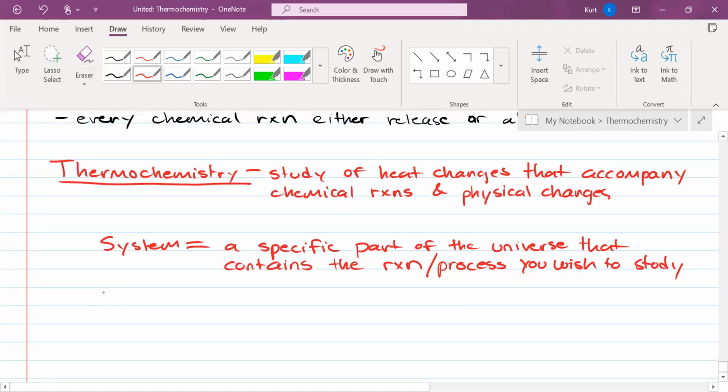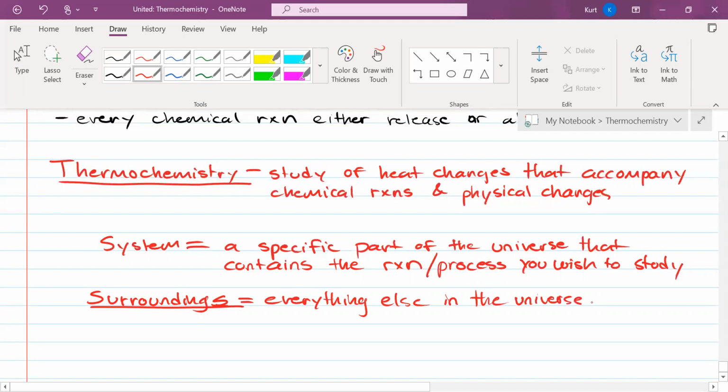The surroundings, we're getting a lot of vocab done on these three days so far. The surroundings is basically everything else in the universe. So anything that you're not focusing on is the surroundings. And then the universe is just the system plus the surroundings.